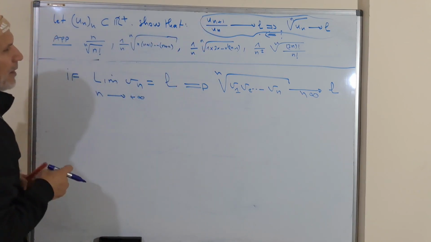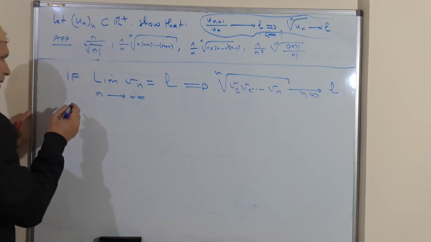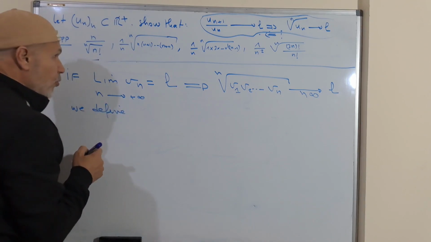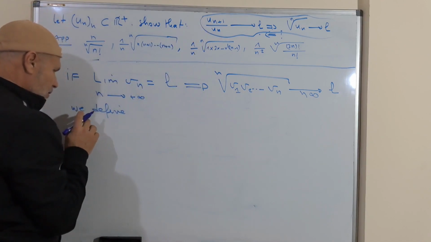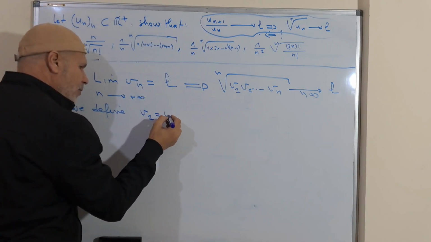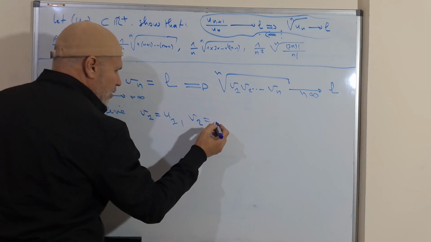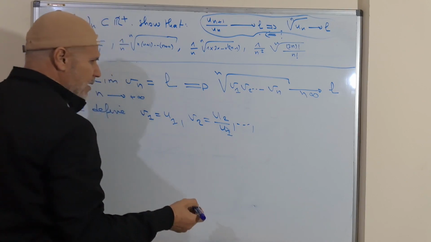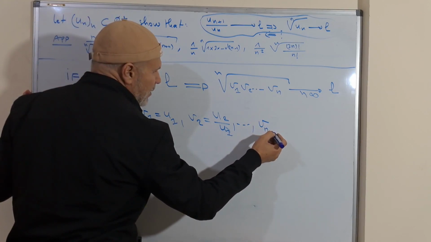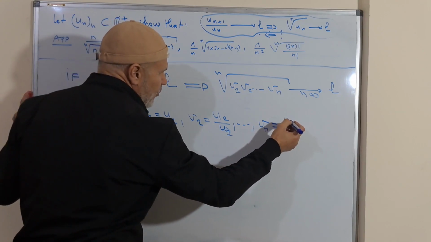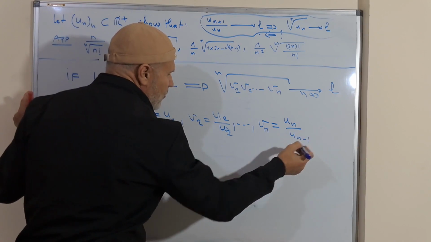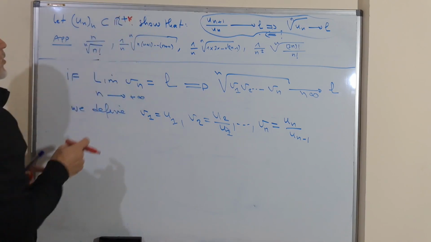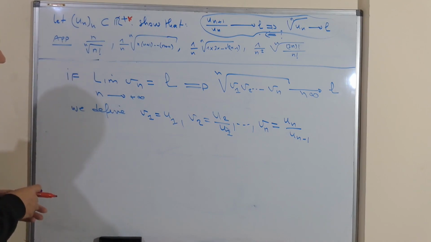This theorem is used as an application. Why? Because we define a new sequence using this one. We define V1 equal U1, V2 equal U2 over U1, and so on, Vn equal to Un divided by Un minus 1. Don't forget that Un is a real positive sequence.